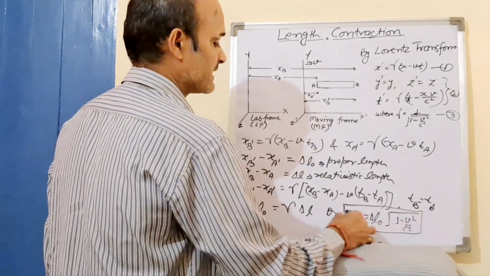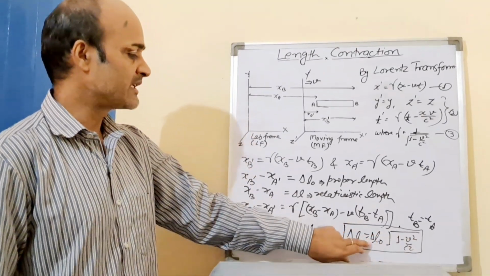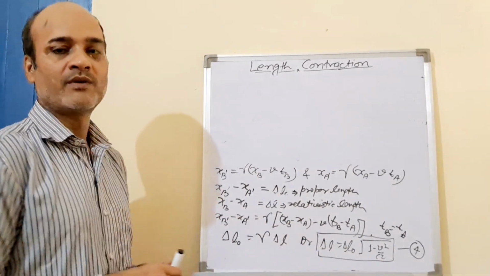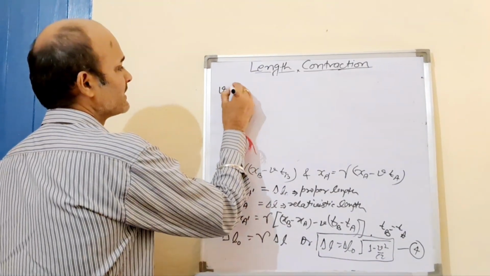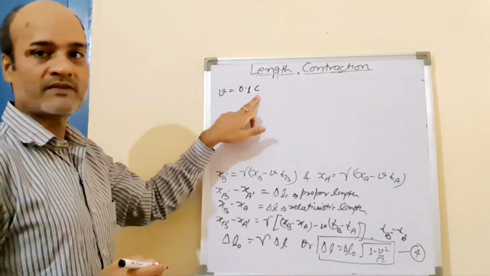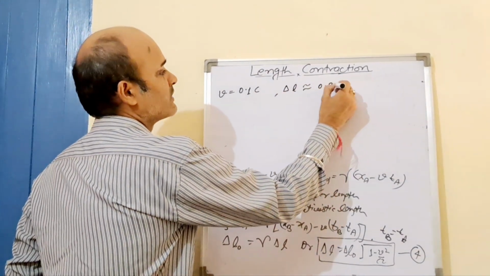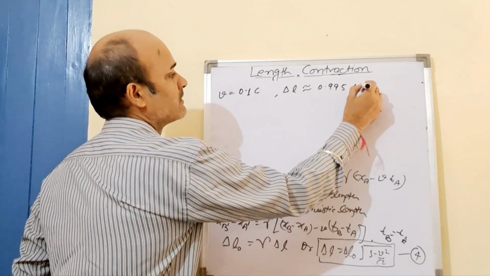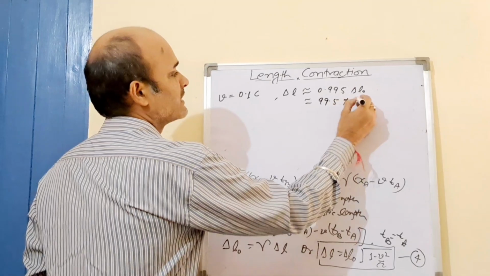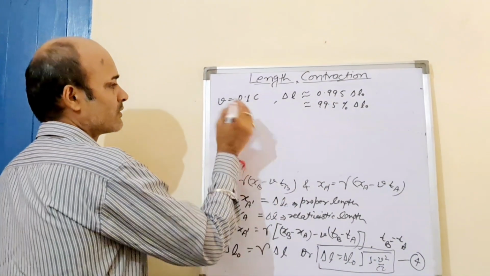So from this equation we can see that if an object is moving with velocity v, then its length appears to be shorter. In equation 4, if we put the velocity of an object as v equal to 0.1 times the velocity of light, then the length that we obtain is approximately equal to 0.995 of the proper length, or we can say that it is 99.5% of the proper length, which is approximately equal to the original length.